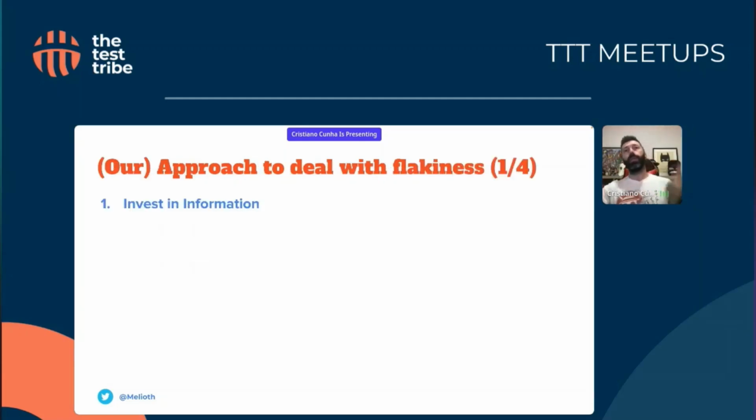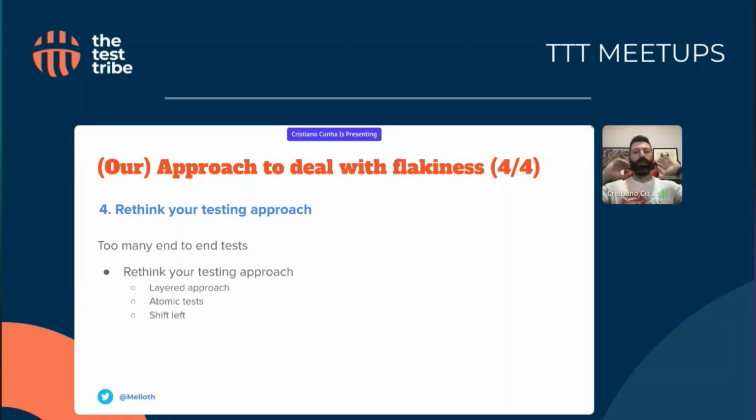What we did to deal with flakiness, because at the end of the day, we need to deal with it, even if it's not 100% the fault of tests. So we invest in information. Hardest thing to do is review a testing approach, because if you have too many tests, you need to cut that down, have a layered approach.